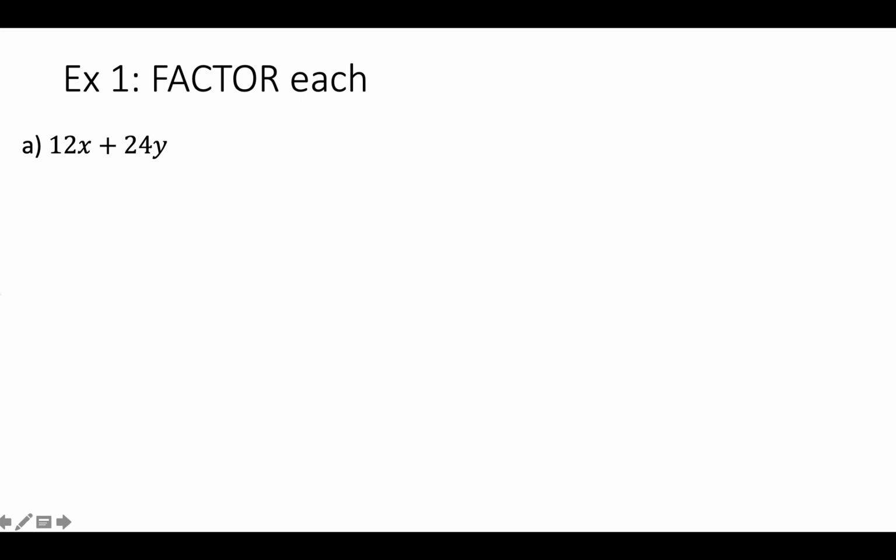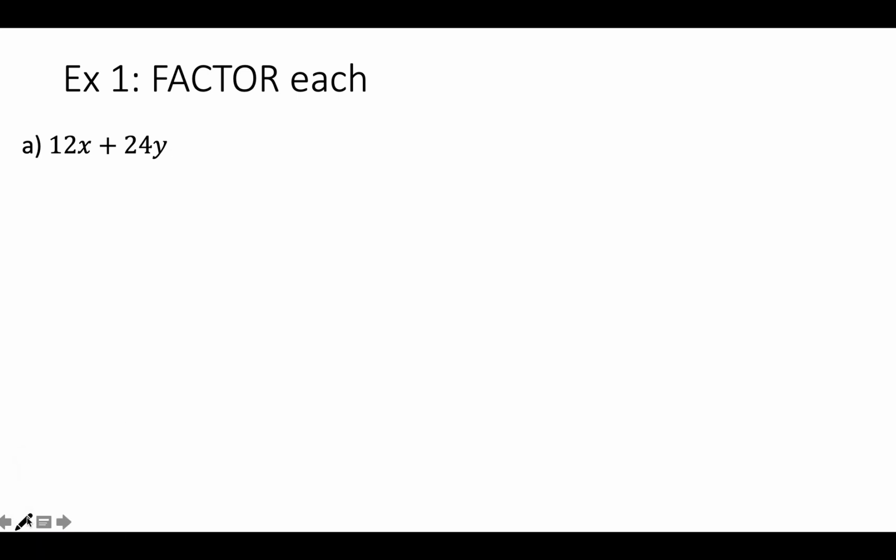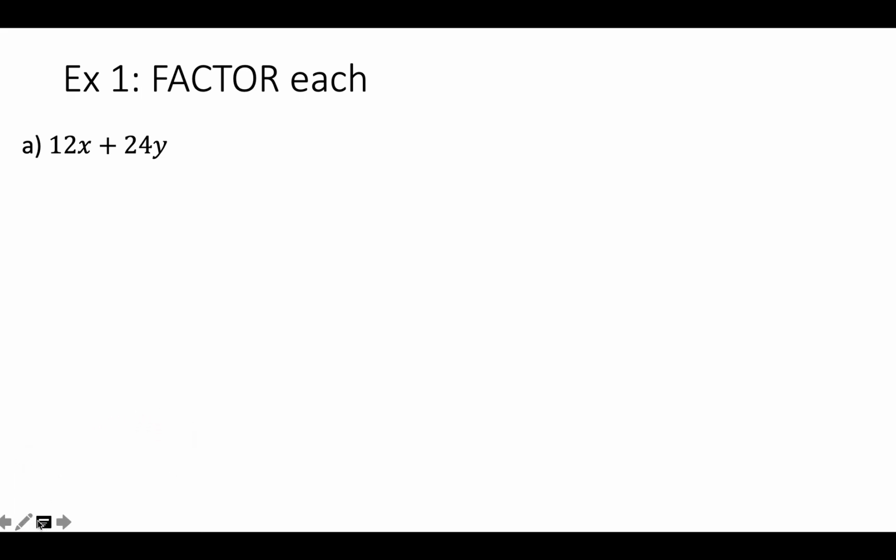So if I need to factor this, my first step is check for GCF and take it out. So there is a GCF. If you look at it, you can see that both terms can be divided by 12. So I'm going to take out a 12.